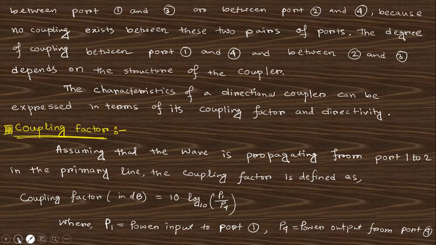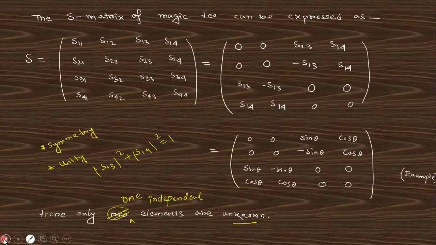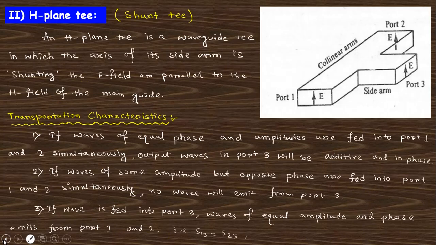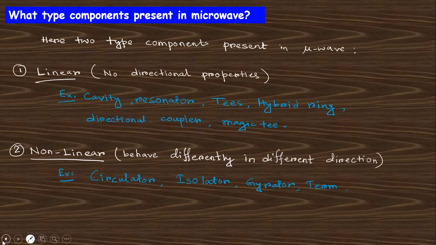In the next class we want to discuss the non-linear components of the microwave. That means we want to discuss the circulator, isolator, and gyrator. We will discuss this portion in the next class.